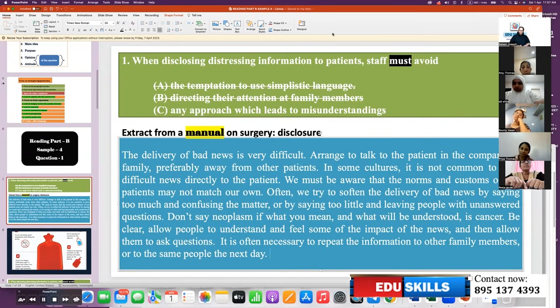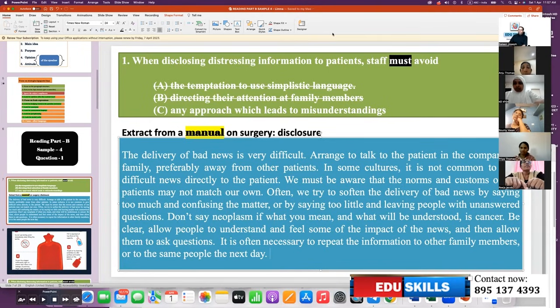Be clear, allow people to understand and feel some of the impact of the news, and then allow them to ask questions. It is often necessary to repeat the information to other family members, or to the same people the next day. So this is a manual. We said there are certain things they say you should do.